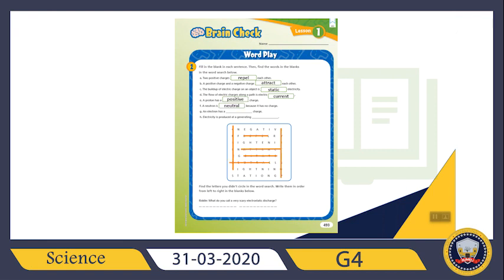And an electron has which charge? Electron. Yes, negative. N-E-G-A-T-I-V-E. Negative. Let's cancel it. And the last one, electricity is produced at a generating station. Yes, station. S-T-A-T-I-O-N. Let's cancel it.